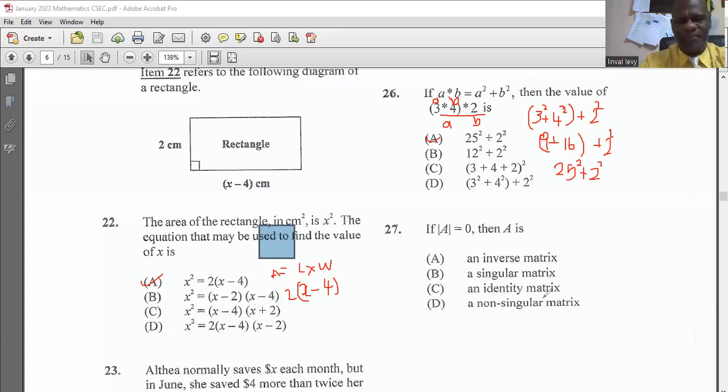Number 27, we have this symbol here. Now this is a singular matrix, right? So these are things that you have to know. You have to know what is an inverse matrix, what a singular matrix, what an identity matrix, and non-singular is just the opposite of singular. So if there's a non-singular matrix, they will just put a line across the equal sign. Alright?